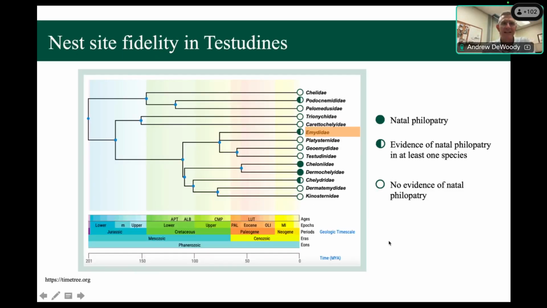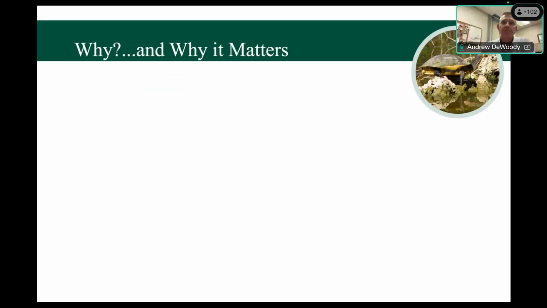And this is not an idea that is unique to us. This is seen in other turtle families. Natalie did this work across different turtle families, and you can see the closed circles here mean that's a family where natal philopatry has been documented. Open circles means no evidence of natal philopatry. So it happens in some families, not in all. And she's here categorized the chicken turtle family as having evidence of natal philopatry in at least one species, being the western chicken turtle.